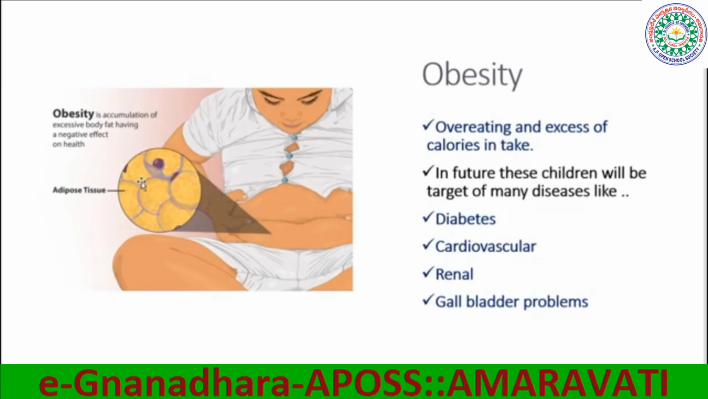Cardiovascular means that blood vessels will be filled with fatty bodies, renal problems, gallbladder problems. These are all the problems that will occur to obese children. So we should not give the children high calorie food or junk food also. Okay.